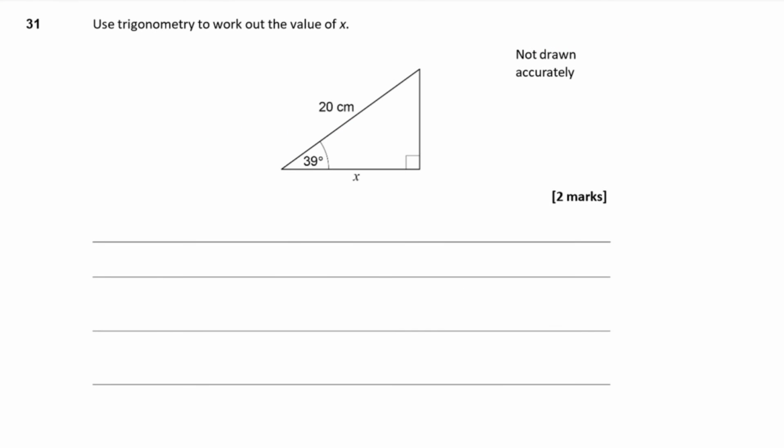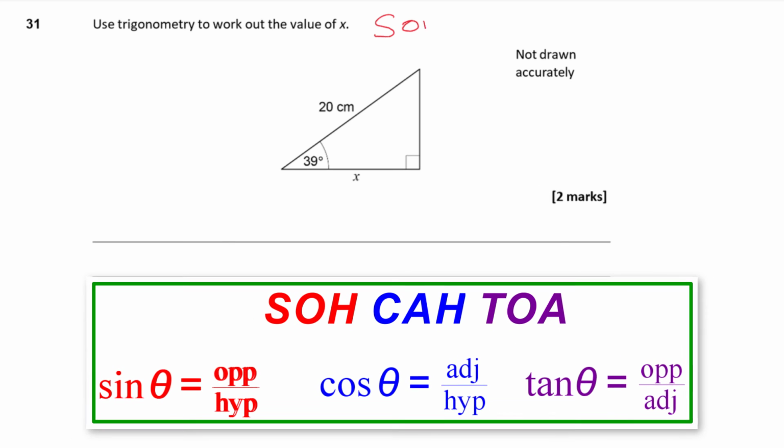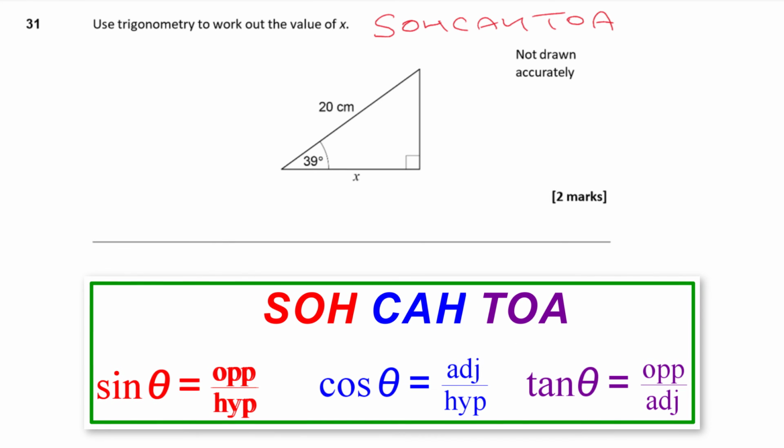Question 31. Use trigonometry to work out the value of x. Okay, so I've got a triangle here. It's a right angle triangle. I know the hypotenuse. I've been given an angle and I want to find another side. Okay, so this is a job for SOHCAHTOA, isn't it? Which is our mnemonic for remembering which of the trigonometric ratios we're going to use. Now 39 is my angle. This one over here, 20, we call the long side the hypotenuse, so that's h. Now x is next to the angle.